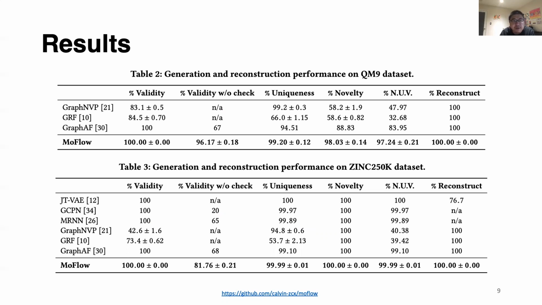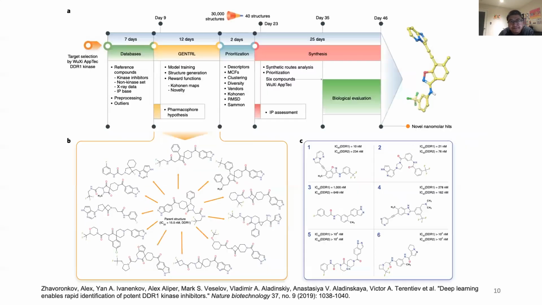From the table, we can see that our algorithm, which is the last row, the MoFlow method, can achieve much better results compared to a lot of the state-of-the-art approaches. This paper was published at last year's KDD, and you can play with the source code and dataset based on the GitHub link I put here.